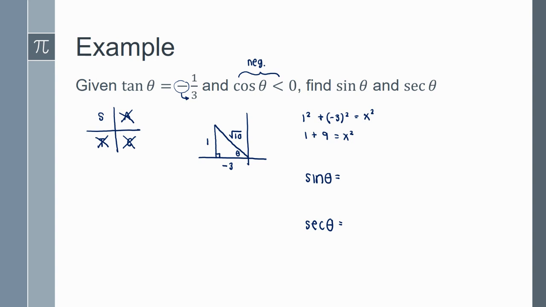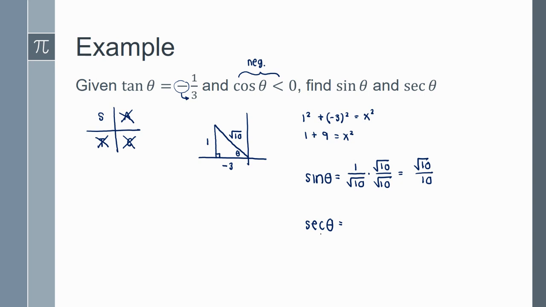So sine of theta, remember, is opposite over hypotenuse. So opposite of theta is 1. The hypotenuse is the square root of 10. Once again, I want to rationalize, so I'll multiply both the top and the bottom by the square root of 10. So the square root of 10 over 10 is going to be my answer for the sine of theta. And it makes sense. It has to be positive because in the second quadrant, sine is positive.